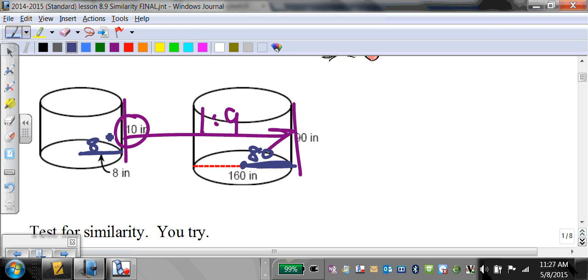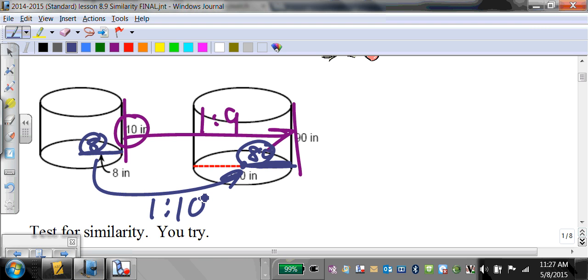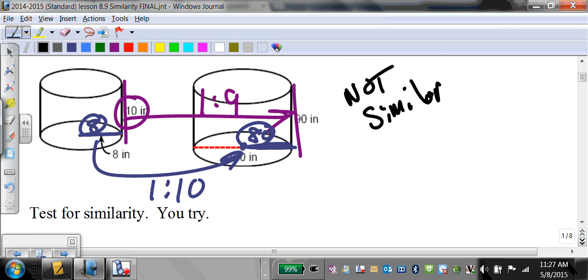Quinn, 8 to 80 is what, ma'am? Try it again. 8 goes into 80 how many times? 8 times what is 80, my dear? Yes. Okay. So this is a 1 to 10 ratio. Question, yes or no? Do the ratios match? No. Then these are not similar. They are not the same shape, different size, even though they look like it.